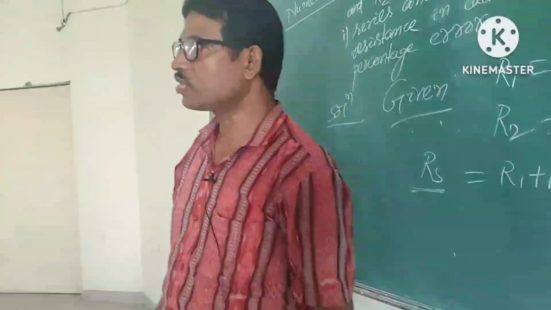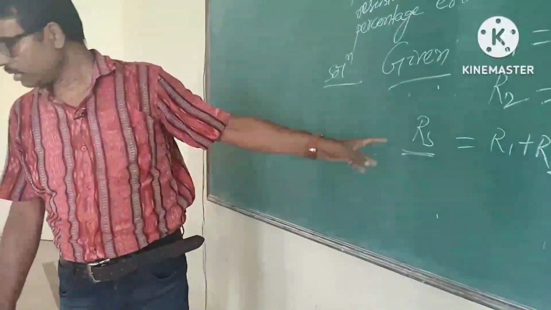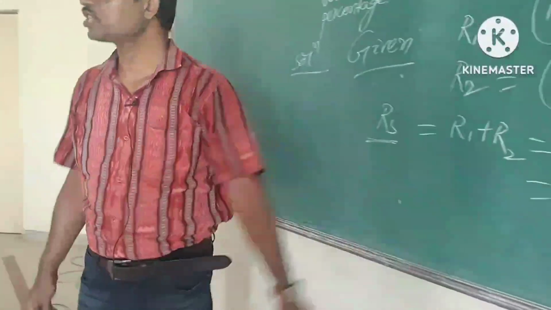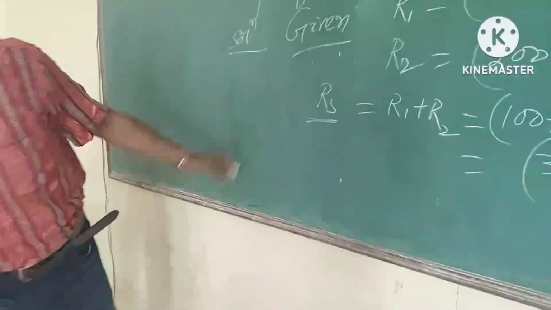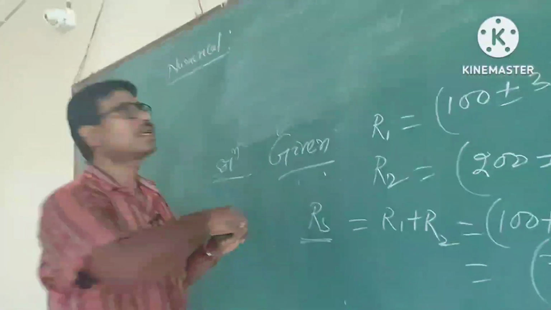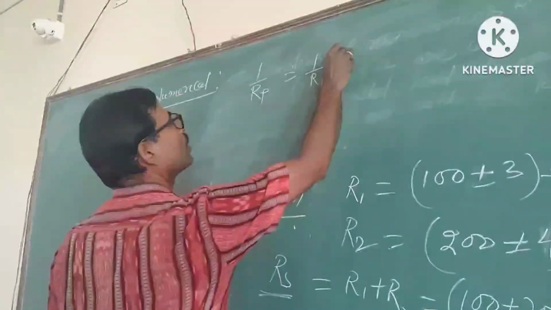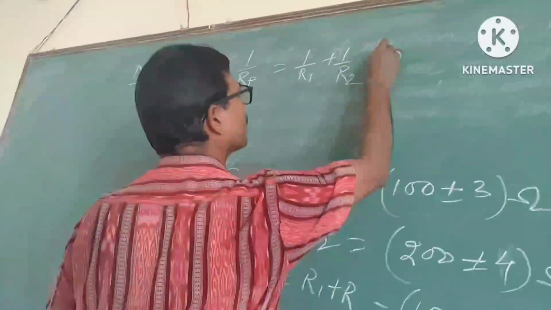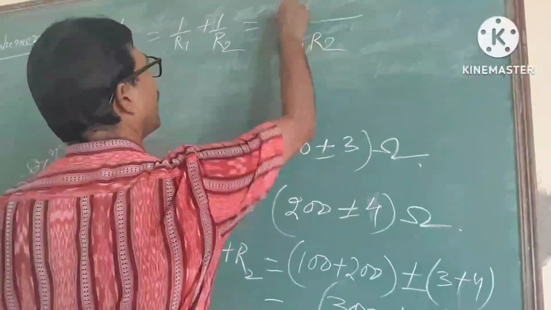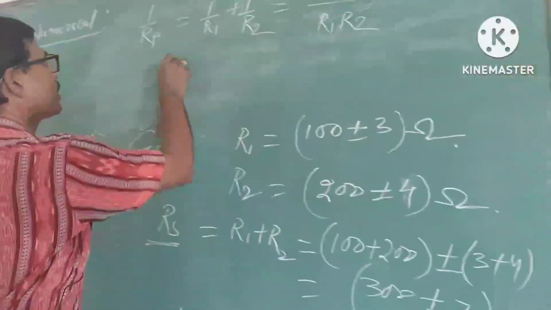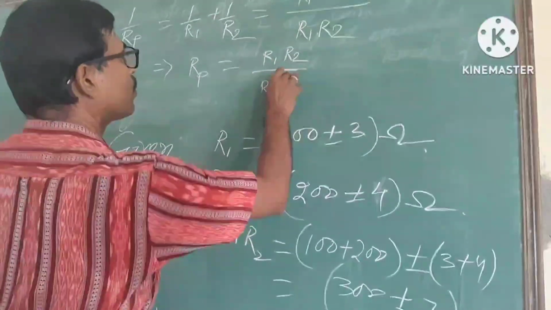So you are getting 300 plus minus 7 ohm when they are connected in series. Okay, the first part is over. Can I erase? Parallel. When they are connected in parallel, 1 by Rp is equal to 1 by R1 plus 1 by R2. So you can write R1 plus R2 over R1 R2. So better, Rp is equal to R1 R2 by R1 plus R2.